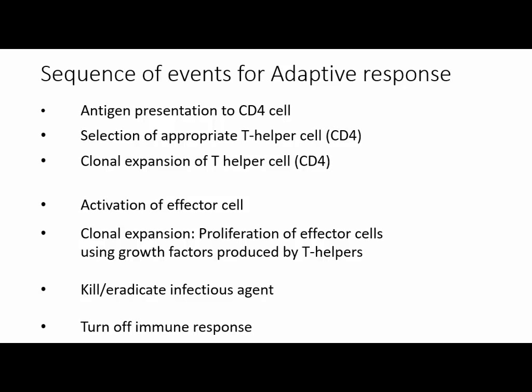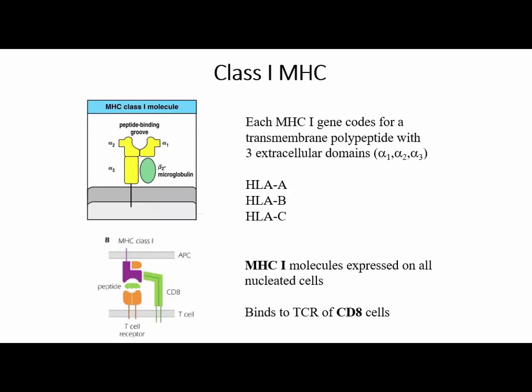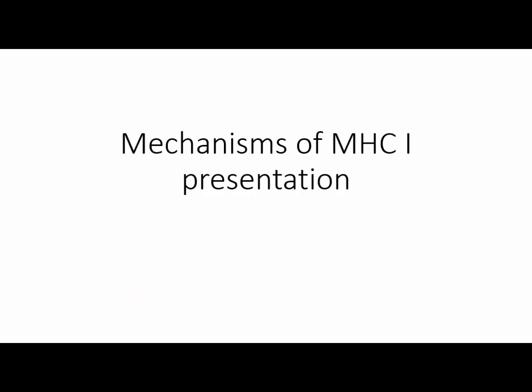Okay? Once we've destroyed the pathogen, we need to switch off the immune response. Okay? So as a general synopsis, get sufficient help through CD4, then get sufficient cells that will do the killing, and then kill the pathogen. Okay? Now, what we're going to go through first is an adaptive response to a viral infection. Now, because it's a viral infection, there are different ways of MHC presentation.